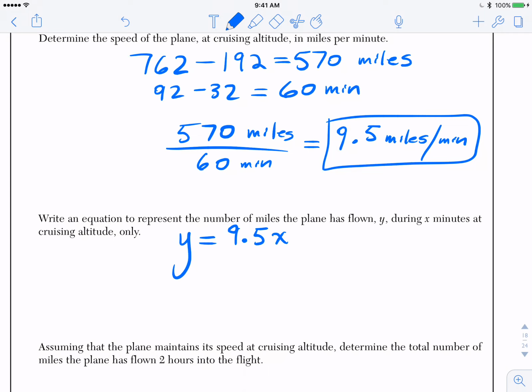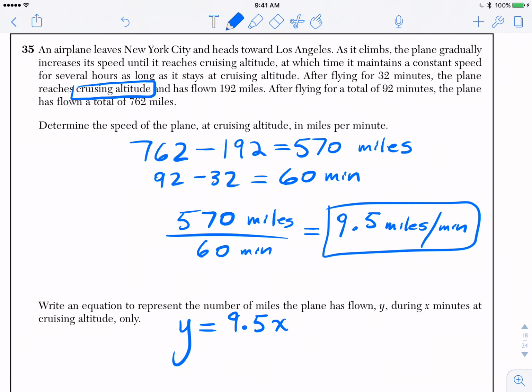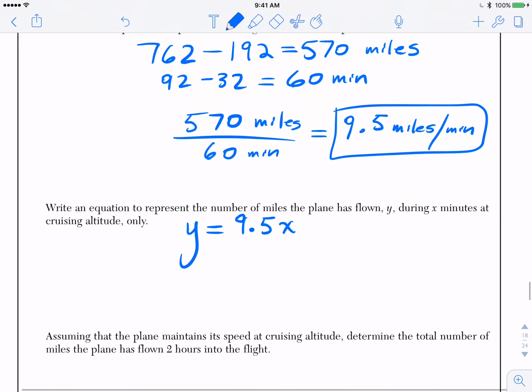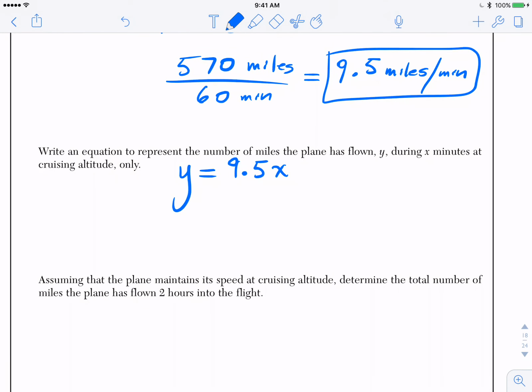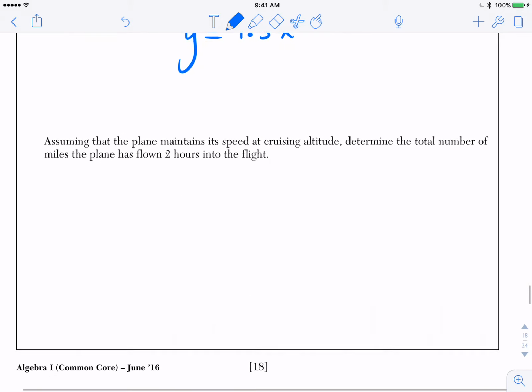What some people tried to do for this part was compensate for all the stuff taking place in the beginning. So they added y-intercepts and different values, like I said, trying to make up for that 32 minutes and things like that. That was referenced in the beginning of the problem, but it was simply just 9.5x.